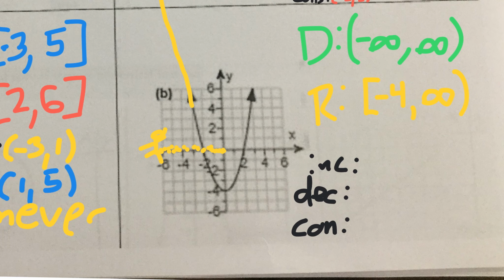Because we always are walking along the x-axis. It's your position as you're walking along. So it stops decreasing at 0. It starts increasing at 0. So from negative infinity to 0, the graph is decreasing. And then the graph starts to increase from 0 to infinity. It's never constant.